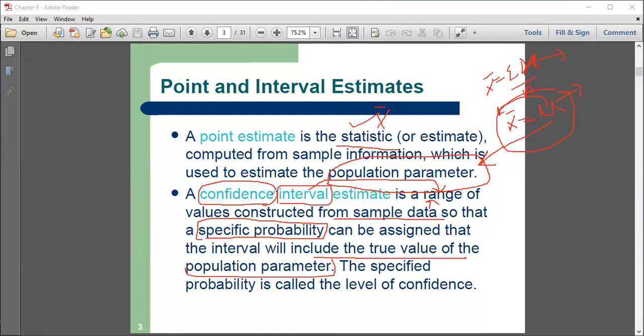So this terminology basically has two parts. The first one is the range and the second one is the probability, which is called the level of confidence. By using the confidence interval estimate, we will be able to find the range of values from the sample data, and we will assign the probability that these values include the population parameter. Let's move on to the next slide.